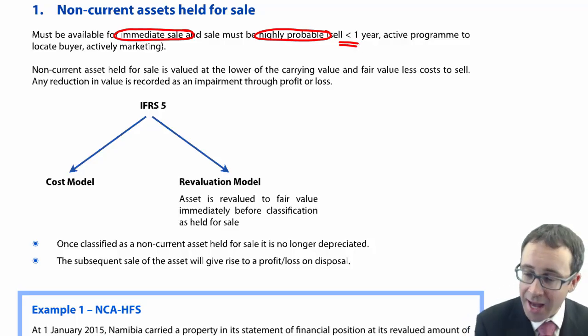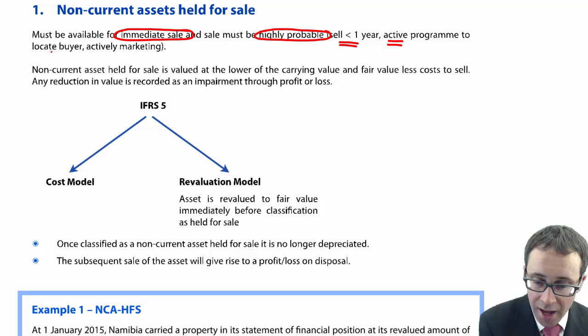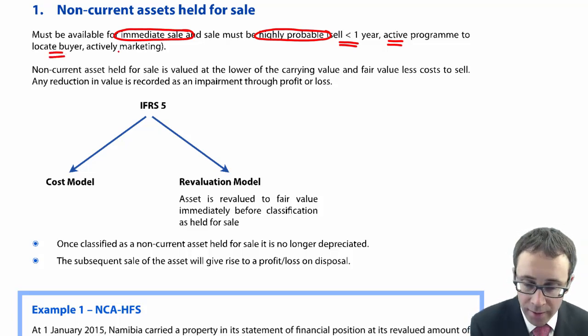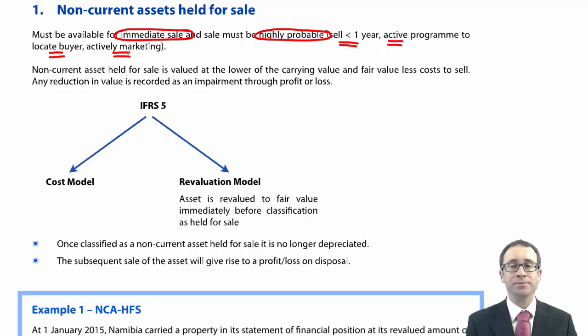Likewise, you must have started actively to locate a buyer. Okay, and also that you must be actively marketing it. So if you haven't approached anybody, you haven't put out adverts to identify that this particular asset is a non-current asset held for sale, then it cannot be classified as a non-current asset held for sale. It has to be demonstrated that it can be sold in its current condition, and it is more likely than not it is going to happen. Okay, if that's the case, you can reclassify it to that non-current asset held for sale.